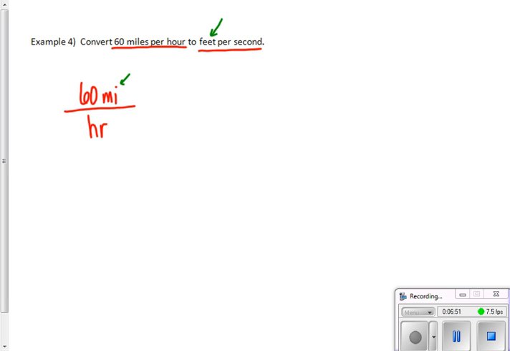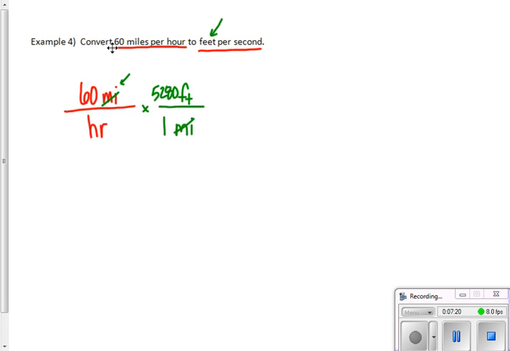So I'm going to go ahead and convert to feet. We need to get rid of miles. So miles will be on the bottom here. We can go ahead and convert to feet here. We know that 1 mile is 5,280 feet. If you think about it, your miles would now cancel out. If you had to do your dimensional analysis here and you took 60 times 5,280, you would wind up with feet per hour. We need to get to feet per second.